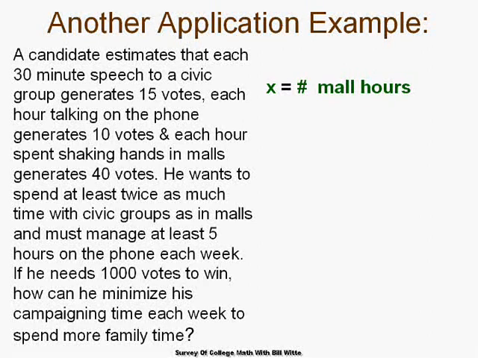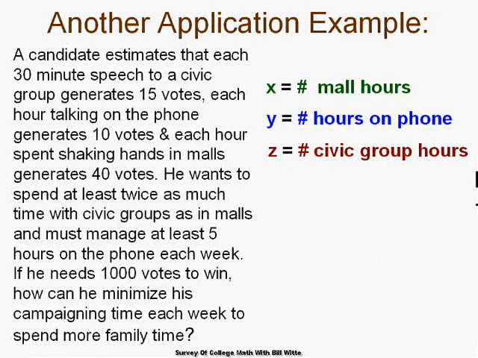Okay? And you could cross that out if you wanted. And Y is the number of hours spent on the phone. And then what was the other one? The civic. Okay, now that was in 30-minute groups, but let's just call it hours for now. So Z will be the number of civic group hours. Okay? That's always going to be the way you begin. Name what your variables are, because you can't come up with any equations if you don't know what each of those variables are. And you're just guessing if you don't.